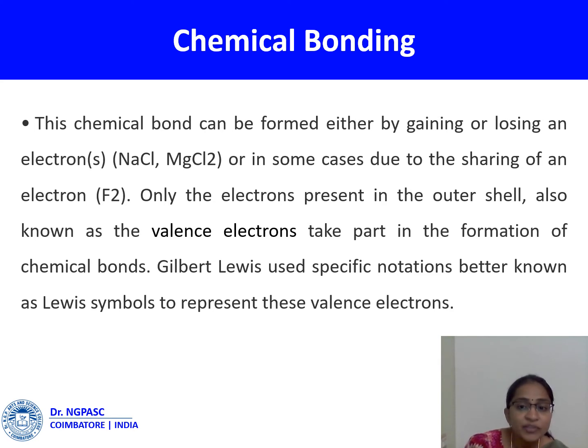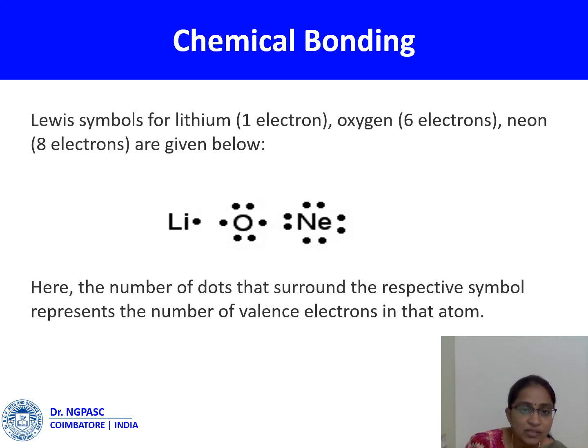For example, gaining and losing of electrons: sodium chloride and magnesium chloride. Sharing of electrons: example fluorine. Only the electrons present in the outer shell, known as the valence electrons, take part in the formation of chemical bonds. Lewis used specific notations, better known as Lewis symbols, to represent these valence electrons.